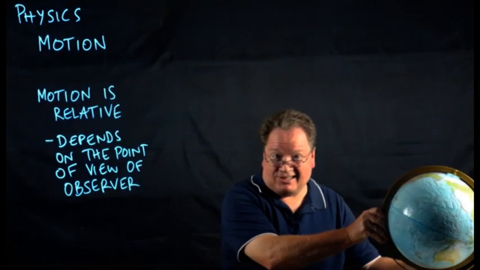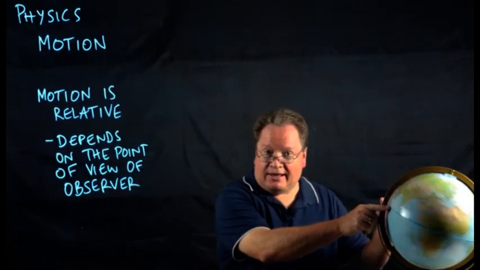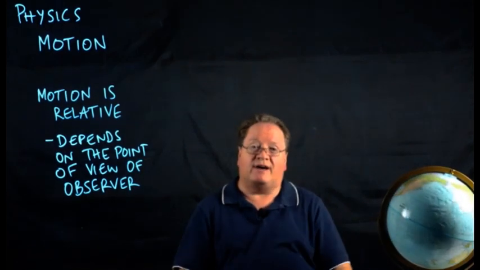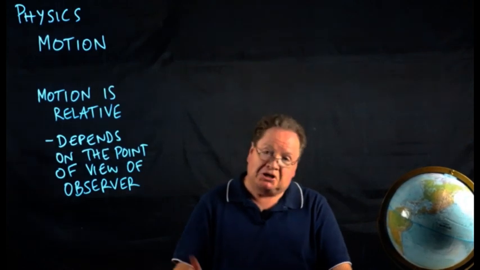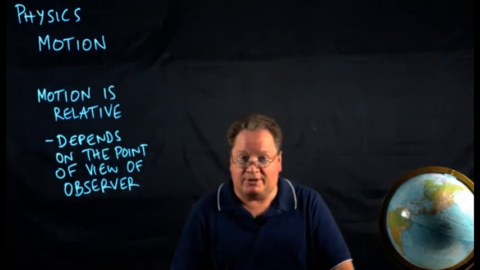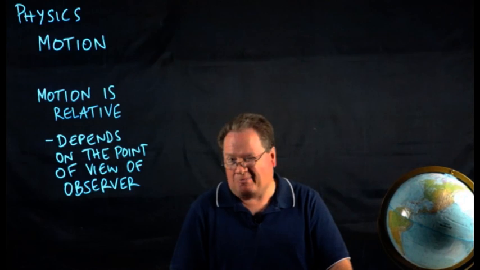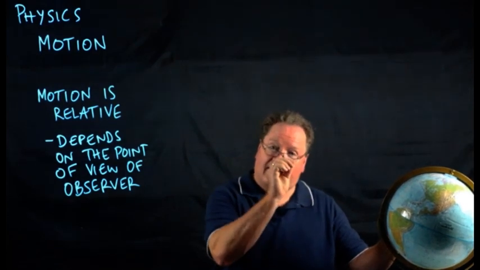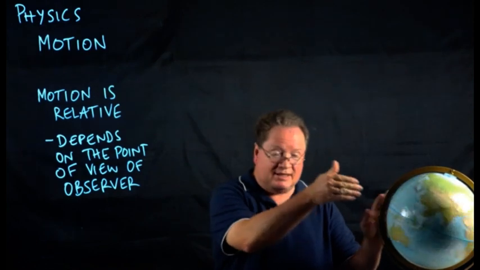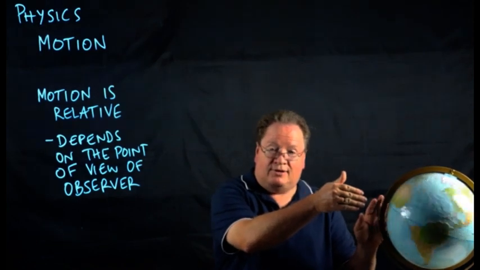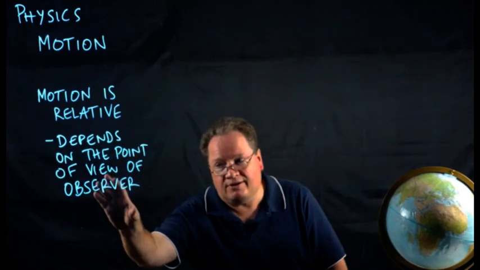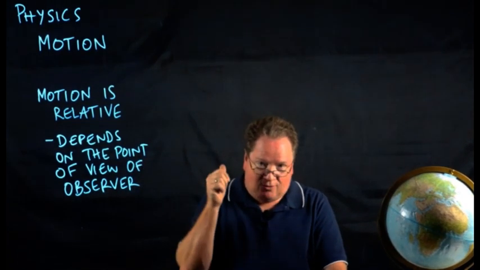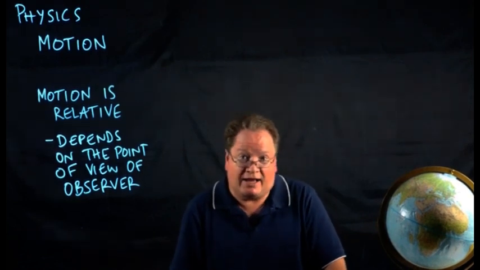How fast? Well, if you look at the equator, if you go all the way around one time, the Earth's 25,000 miles around, and it goes around one time every 24 hours. So we're all moving about 1,000 miles an hour if our observation point were out here in space somewhere looking down on Earth. All right, so the point of view of the observer determines whether or not there's velocity there.